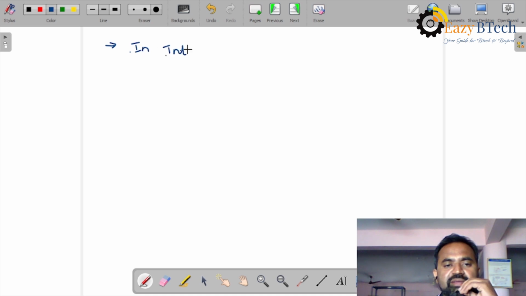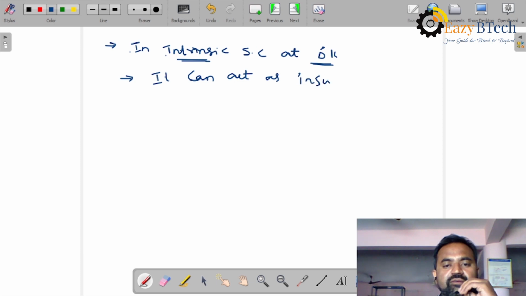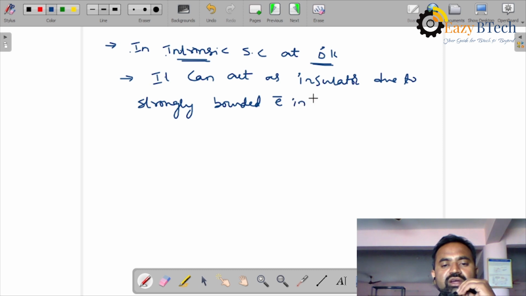In an intrinsic semiconductor at 0 degrees Kelvin, it can act as an insulator due to strongly bounded electrons in the covalent bond.